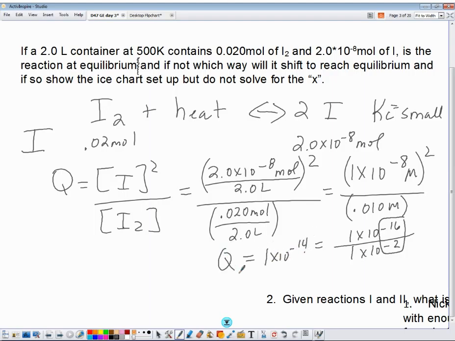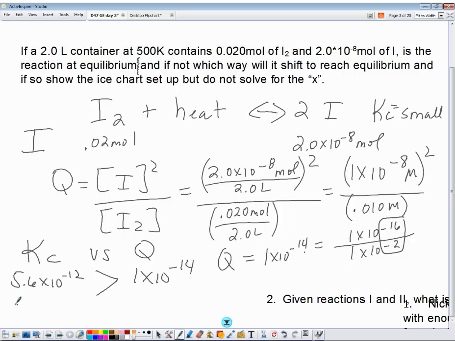That is my Q. So how does Kc compare to Q? Because this is 5.6 times 10 to the minus 12, and this value is 1 times 10 to the minus 14. Are you sure that Kc is less? No, it's not. Kc is greatly bigger. Kc is bigger. So where's my arrow pointing? To the right.